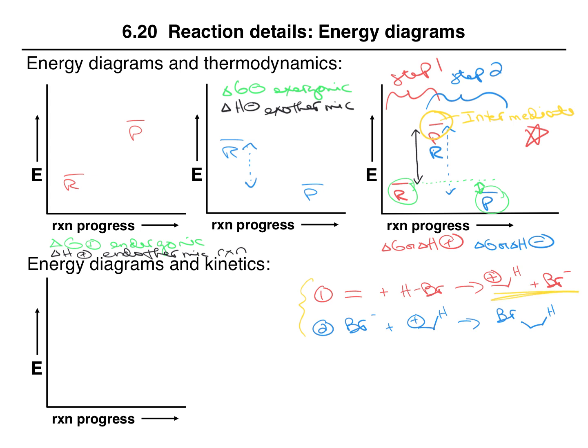Next, let's consider a completely different example where we're looking at energy diagrams and kinetics. Let's say this is the energy of our reactant and this is the energy of our product. Right now, I don't care about thermodynamics, so here I'm showing an example where our delta G would be 0. In addition to the reactant and the product, we also have the reaction progress. What is happening for that reactant to change into the product?